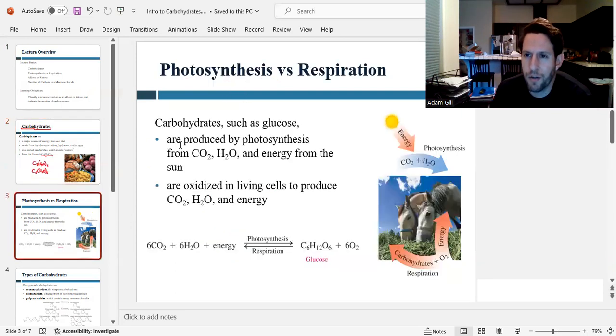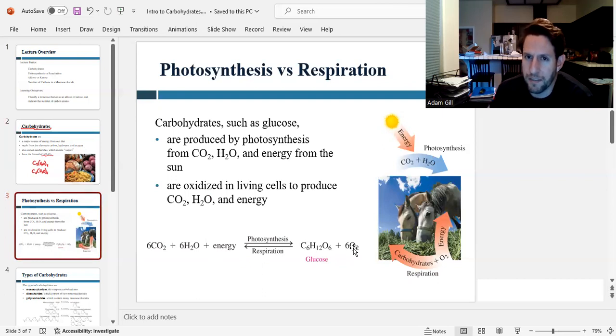So how are carbohydrates formed? Well, carbohydrates are formed from photosynthesis. And this is the process by which plants or certain bacteria take carbon dioxide and water and energy from the sun, and they combine those carbon dioxide molecules with water to form glucose and oxygen.